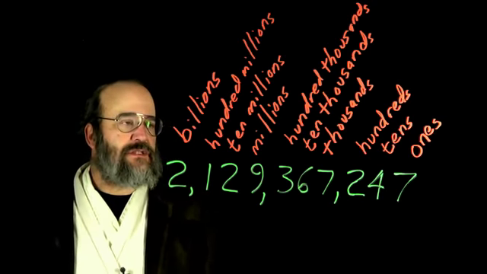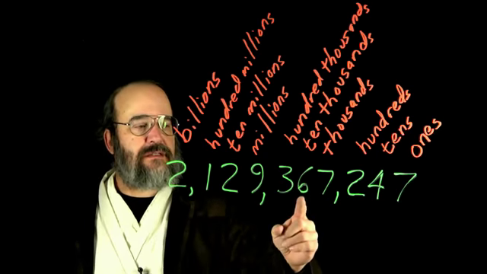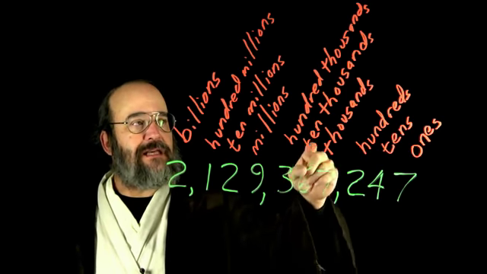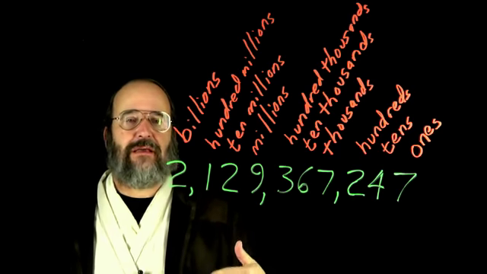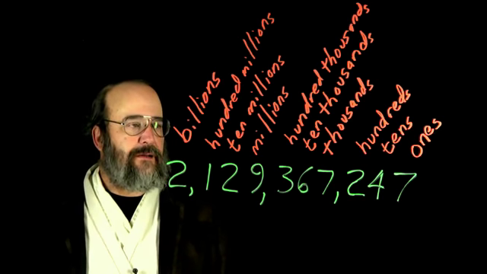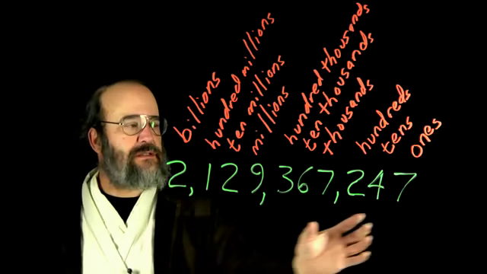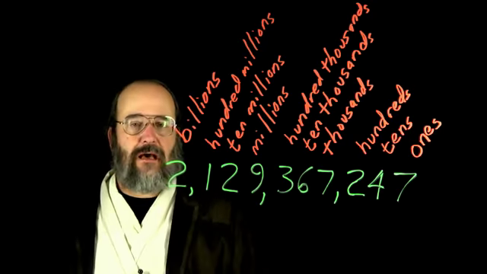So if I were to look at the digit 6, this 6 right here represents 6 10,000s, or this digit by itself is the same as 60,000. Now, one of the things, as you can see, is they're grouped in groups of threes. These are called periods, and they're separated by commas.